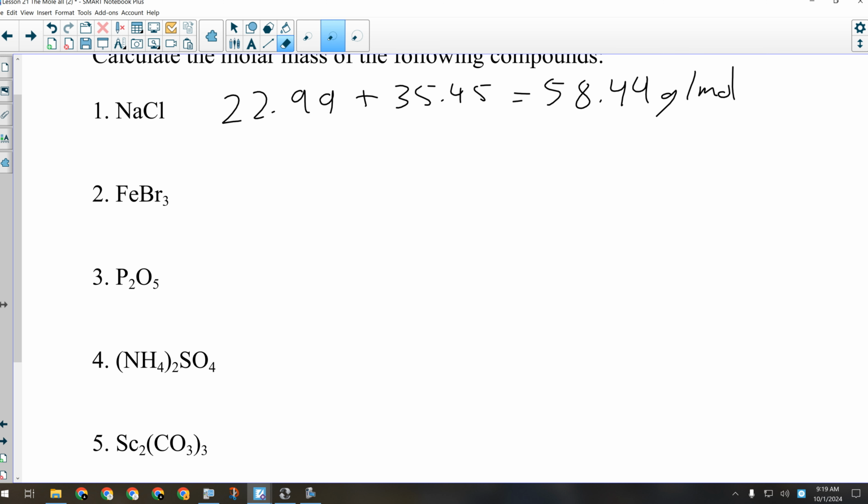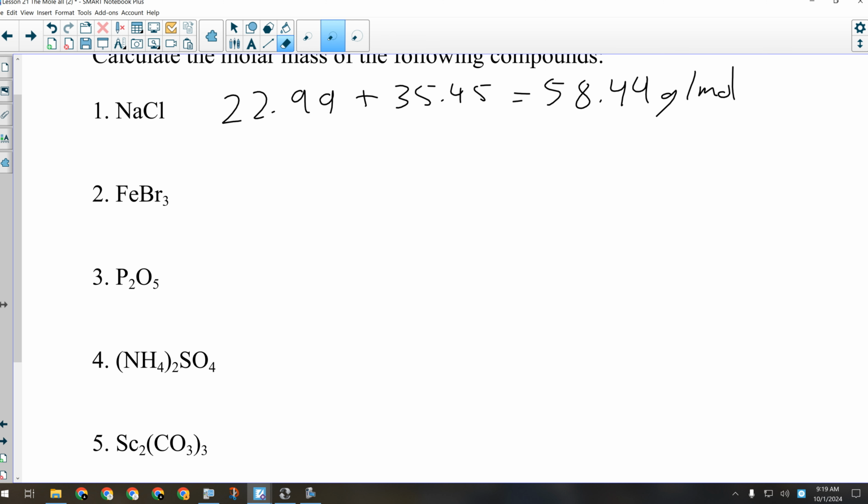Because if you just write 58.44, I don't know whether that's 58.44 apples, oranges, elephants, old ladies with walkers. I don't know. If you don't put units on it, it could be anything. So it needs to have units on it. Okay? All right, for number 2, we've got iron and bromine.